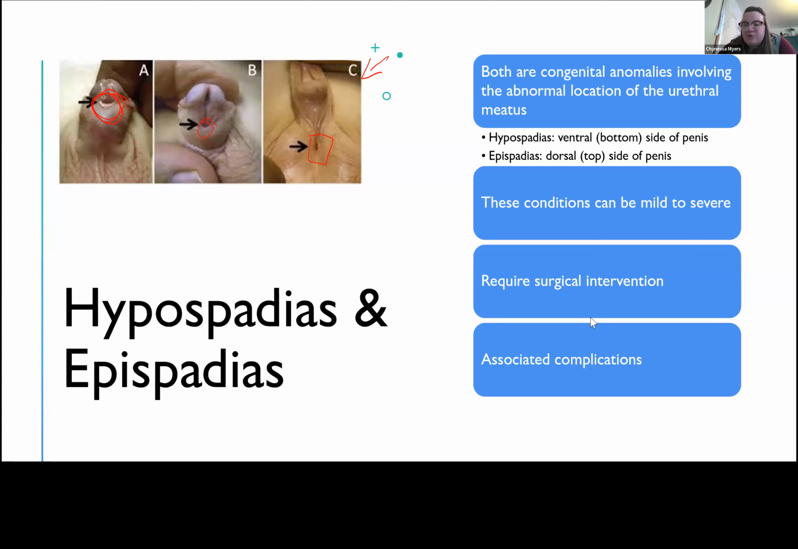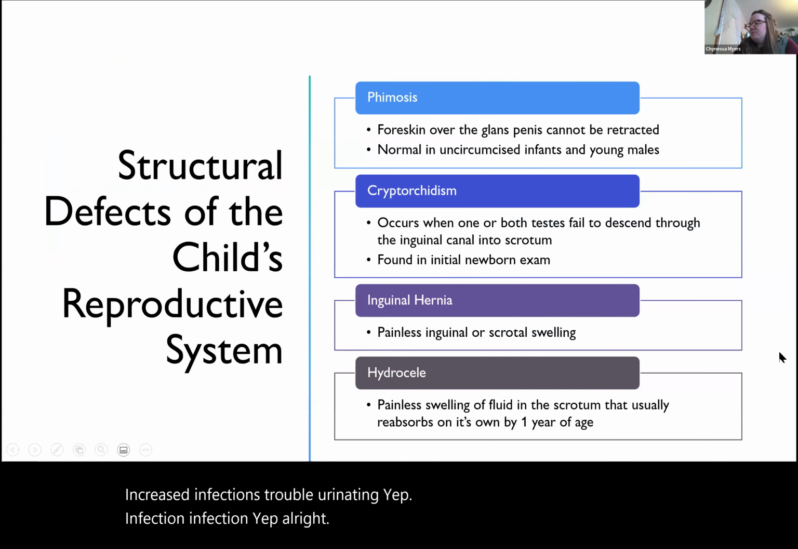Increased infections, trouble urinating. Yep. Infection. Yep. All right. Moving it on.